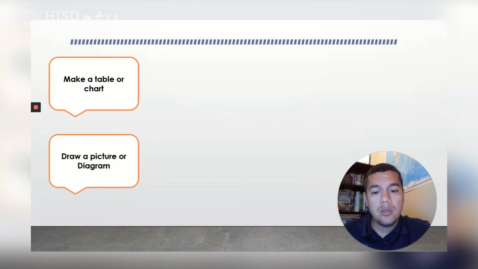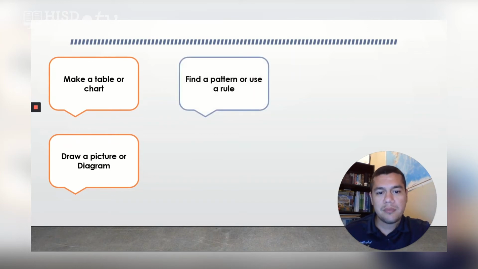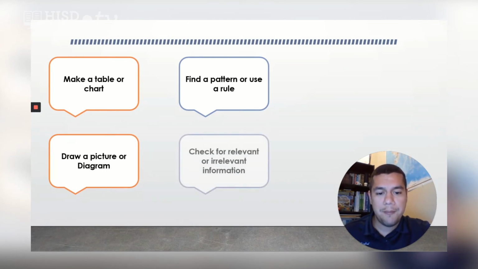You can also draw a picture or a diagram. If you are more of a visual student, maybe by drawing a picture, you can organize the information better. Another way is to find patterns or use a rule. And remember, you can use these strategies together. So if you make a table, so then you can see a pattern, that's also a very good way to find the correct strategy.